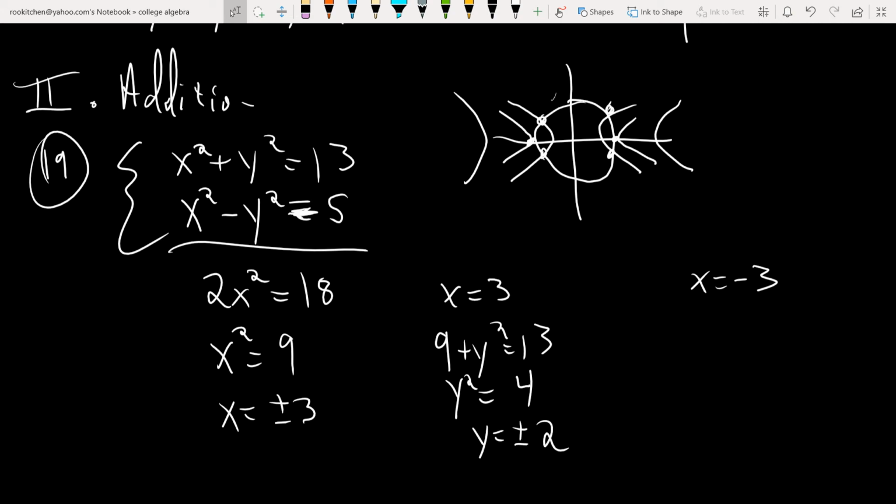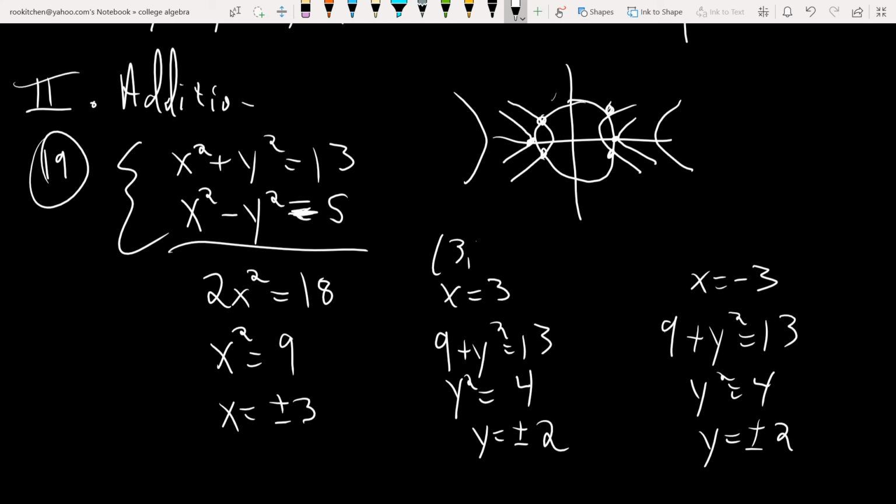So it looks like we have 2 solutions there. And then on this other one, it'll also be 9. Negative 3 squared is 9, plus y squared is 13. Y squared is 4, so y is, again, plus or minus 2. So we get 4 potential solutions: 3, comma 2; 3, comma negative 2; negative 3, comma 2; and then negative 3, comma negative 2. And I spot check them all.